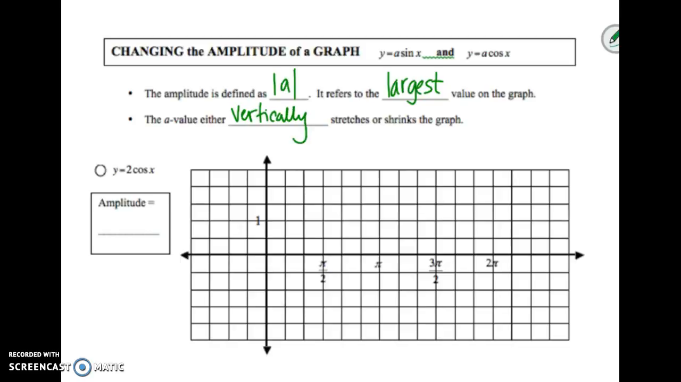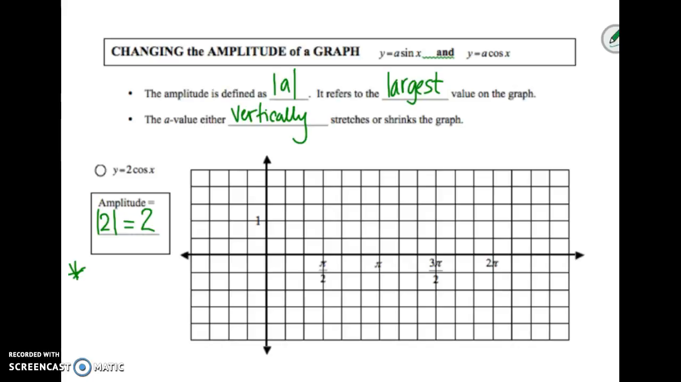So my last example today is going to be a graph of y equals 2 times cosine of x. My amplitude then is going to be equal to the absolute value of 2, which is 2. The reason the absolute value is there is because if there's a negative, that really isn't part of the amplitude. The negative is going to be a reflection, and the amplitude is just the absolute value of 2, which is 2.